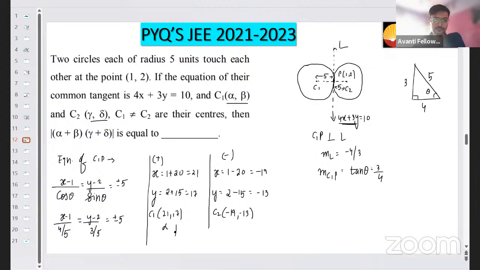So this is alpha, this is beta, this is gamma, this is delta. So what is alpha plus beta? Alpha plus beta will be 38.